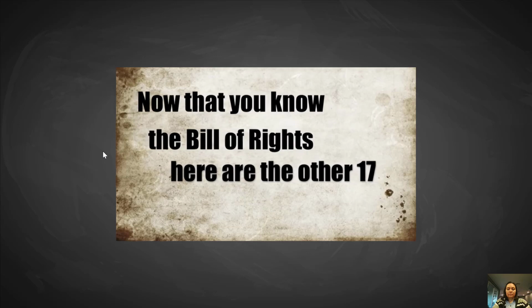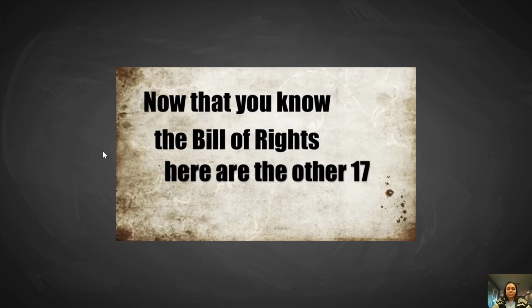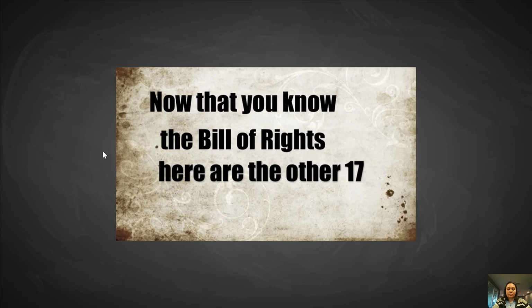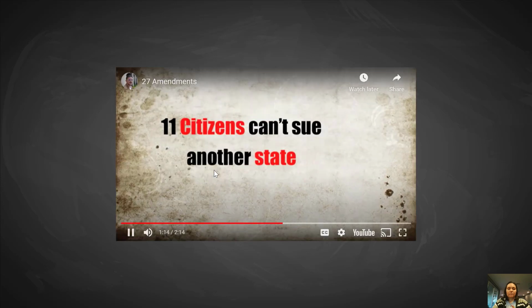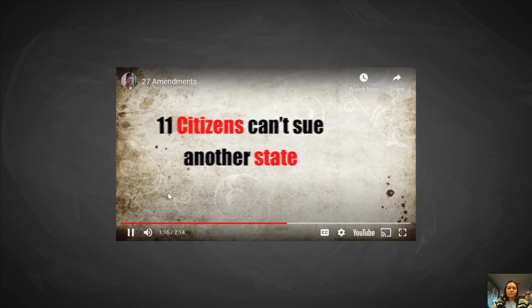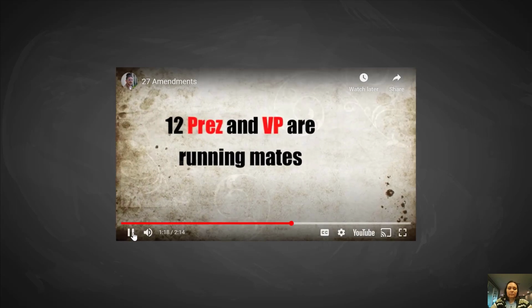Wait, Justice. So that was the Bill of Rights, but what about the other 17? I got you, but let me switch up the flow real quick. 11, citizens can't sue another state. 12, president and VP are running mates. 13.